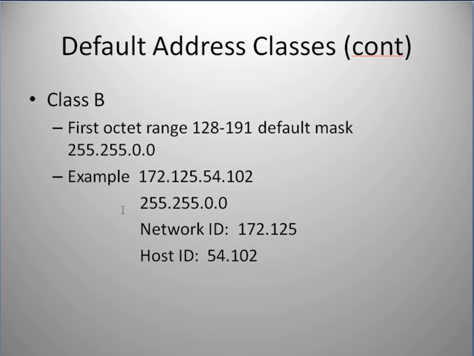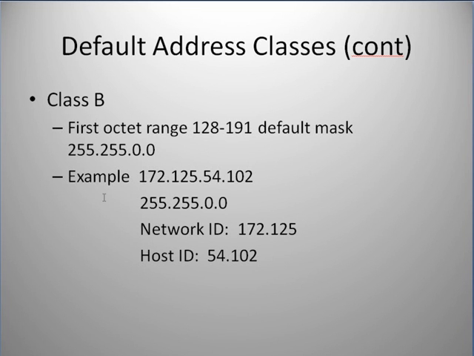So again, if we look at a basic example of this, just a random Class B address of 172.125.54.102, default mask of 255.255.0.0, actually gives us a network ID of 172.125 with a host ID of 54.102. Again, obviously all comprising the overall IPv4 address of that machine or host.